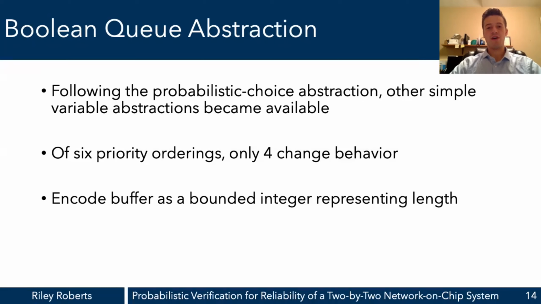Additionally, now that we don't have destination information, each flit is represented in the buffers as a simple Boolean indicating whether a flit is present there or not. Rather than keeping an array of Booleans as the buffer, we can instead encode the buffer as a simple bounded integer representing the current length of the buffer, where 0 is empty and 4 is full.